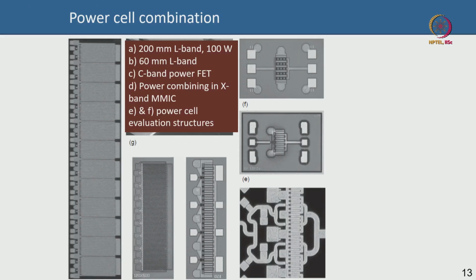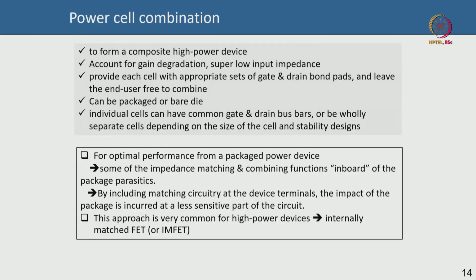This is the last slide that I had shown you in lecture 26. As you can see, combining different power cells is very important. Each cell consists of many multi-finger devices. This is one device, this is one device. So you have many multi-finger devices being brought together to make this huge periphery device. Power cell combination is important to form very high power composite microwave devices, and you have to account for gain degradation.